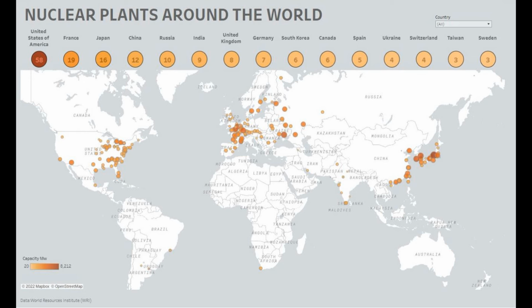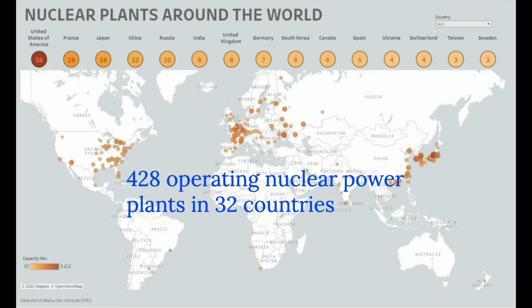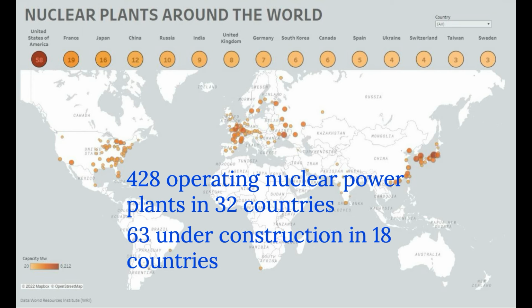You can see that the eastern side of North America, Western Europe, parts of Russia, and Eastern Europe as well, and over there in China and Japan, these are the highest concentrations of nuclear reactors worldwide. There's a lot of room for expansion, though. Currently, we have 428 operating nuclear power plants in 32 countries worldwide, with 63 under construction in 18 different countries. So that shows that nuclear is already quite present worldwide, and we are expanding it further.